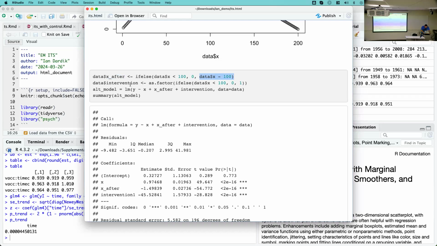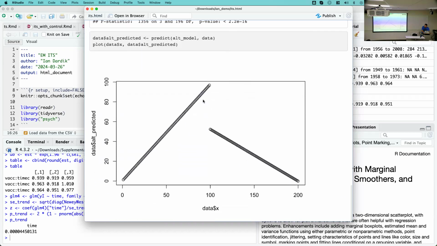And then we have another variable called intervention. Intervention is just an indicator variable that is 0 from time 0 to 100, or 0 to 99, and then 1 from 100 to 200. So in other words, intervention is the same as before, exactly. The same as the before variable. Great, and so the new model is now x plus x after plus intervention. And the main thing I want you to remember is we're adding intervention here. And if we run this model, you get exactly what we saw before.